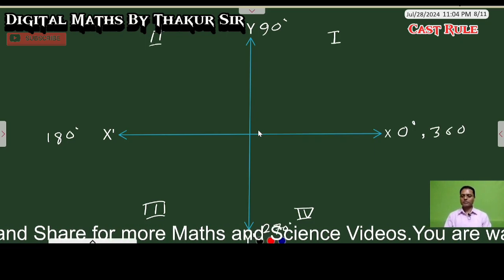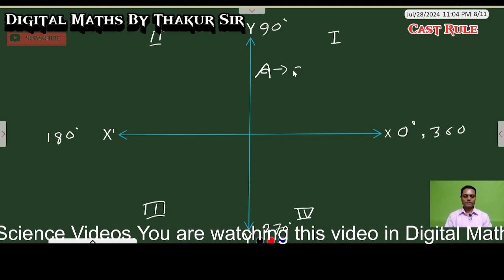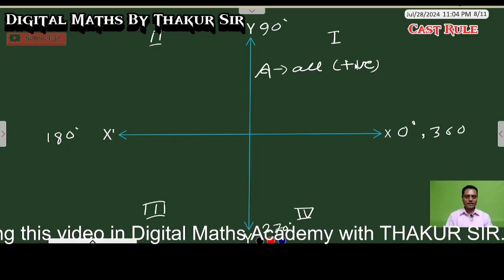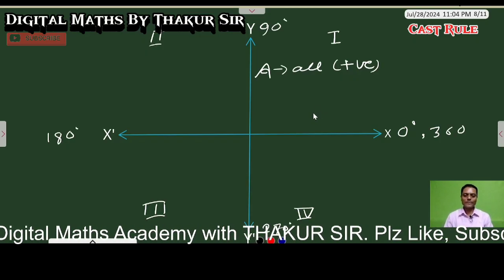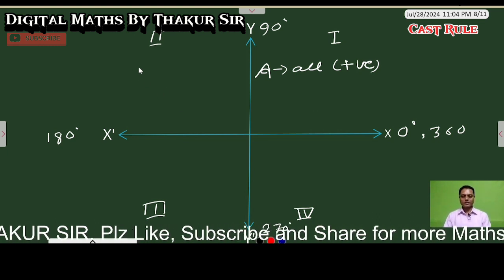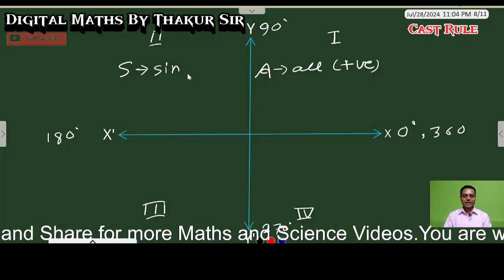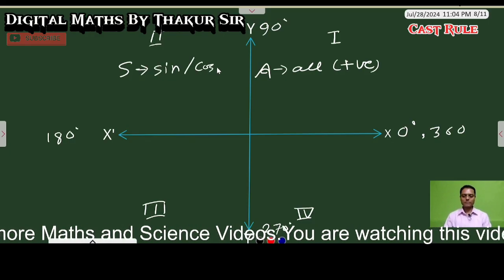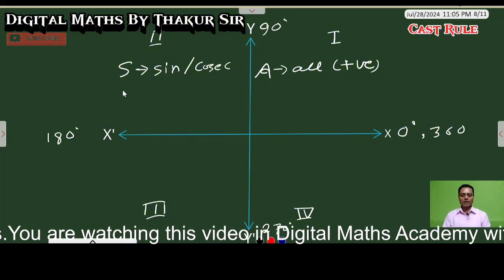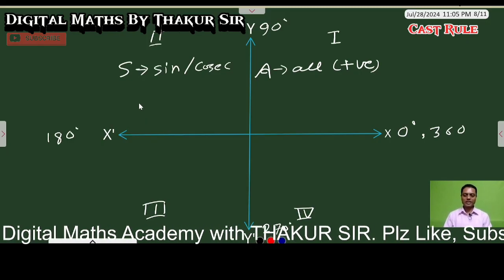In the first quadrant, we represent it as A. A means all positive. All positive means sine, cosine, tangent, cotangent, secant, and cosecant. All the trigonometric ratios are positive in the first quadrant, that is from 0 degree to 90 degree. In the second quadrant, S stands for sine. Sine and its reciprocal, cosec, are positive in the second quadrant, and the remaining, tan, cot, sec and cos, are negative in the second quadrant.